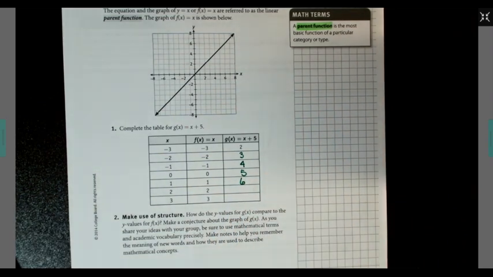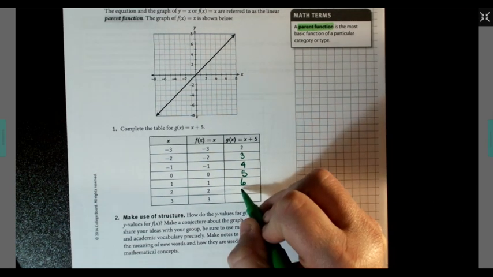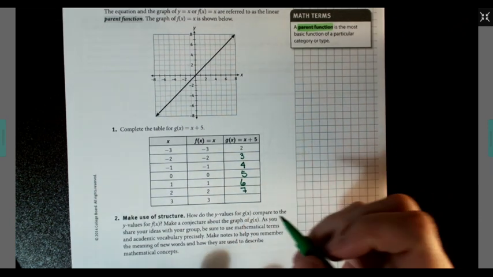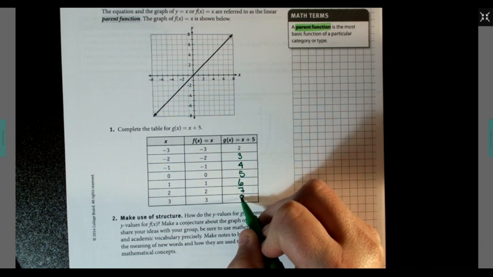If x is 2, I want to know what 2 plus 5 is. That would be 7. If x is 3, I want to know what 3 plus 5 is. 8.